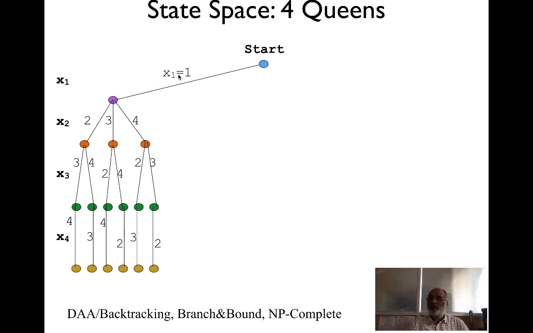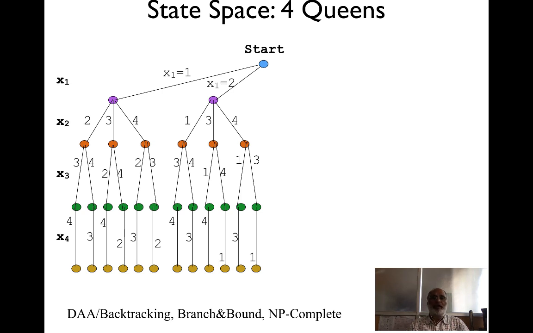What is the next possible value for variable x1? Think about it. If I build a branch, my next value should be x1 is equal to 2. When x1 is equal to 2, what are the possible values for variable x2? The possible values for x2 would be 1, 3 and 4. That is, if in column 1 I put a queen on row 2, then in column 2 I can put my queen in either row 1, 3 or 4.